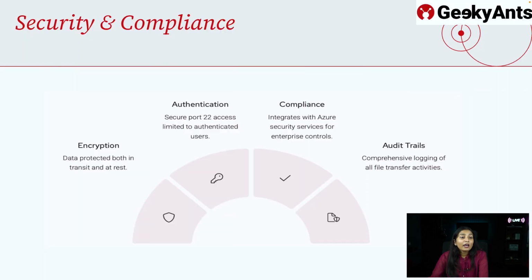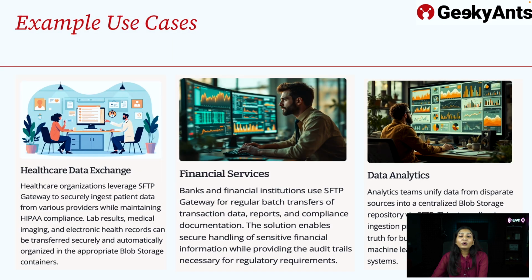The setup is done now, and the security and the compliance here. This includes encryption, authentication, compliance, and audit trails. Audit trails we can actually check after logging to the VM system logs. And compliance has the security services of the enterprise control. Authentication includes the whitelisting of IP for the port 22. Who uses this? Basically most of the HIPAA compliance projects use this, which is healthcare data exchange projects, financial services, data analytics. These all contain sensitive data, and they transfer using the SFTP gateway, and they can use this to make their work easy and simplified once after the configuration.